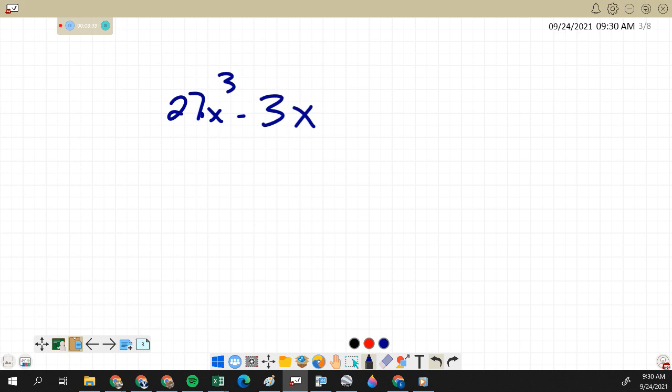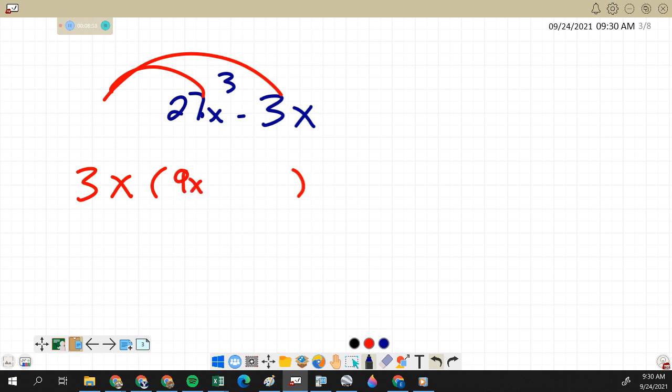3 and an x. So I need to yank out a 3 and an x. When I do so, what's left? Now do I have a difference of perfect squares? Yes. So that 3x stays on the outside. And on the inside, I get 3x minus 1 and 3x plus 1. Okay, so those are the factors.